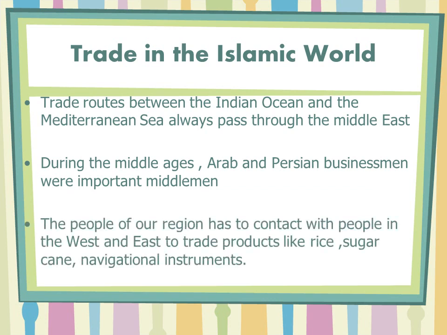The people of our region had to contact people in the east and the west to trade products like rice, sugarcane, and navigation instruments, because they were in demand and people needed these products. So they did the trade of these things in the Islamic world.